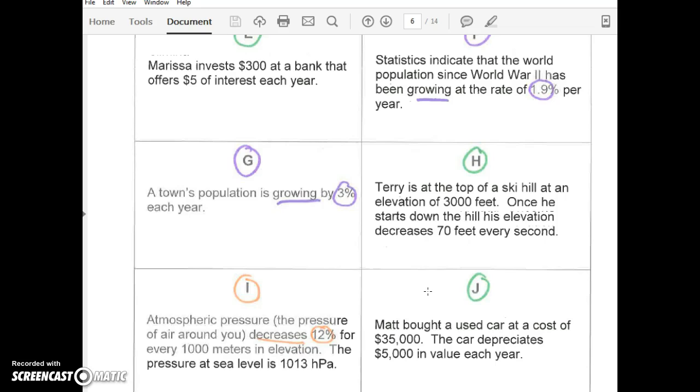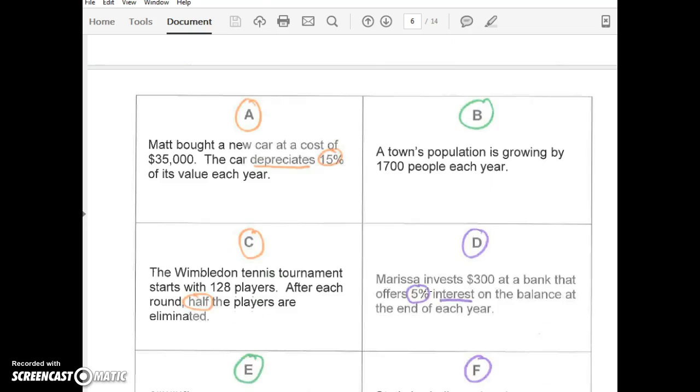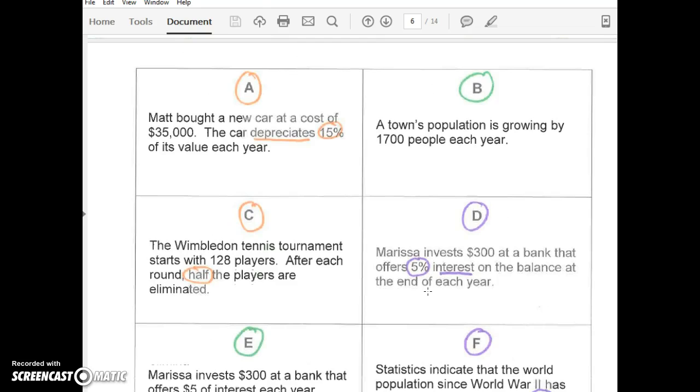And then J, Matt bought a used car at a cost of $35,000. The car depreciates at $5,000 in value each year. We're losing $5,000 every single year. So then we get into the ones that are exponential. So those are the ones that are in the green and the purple.